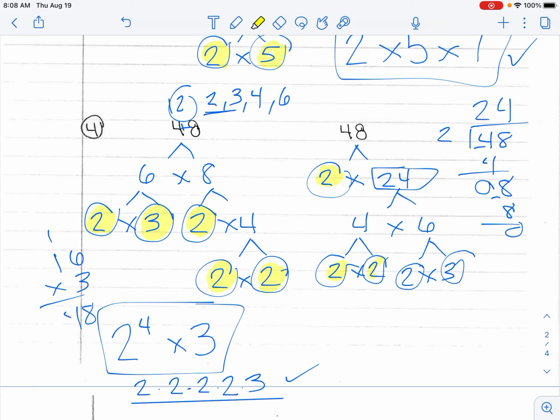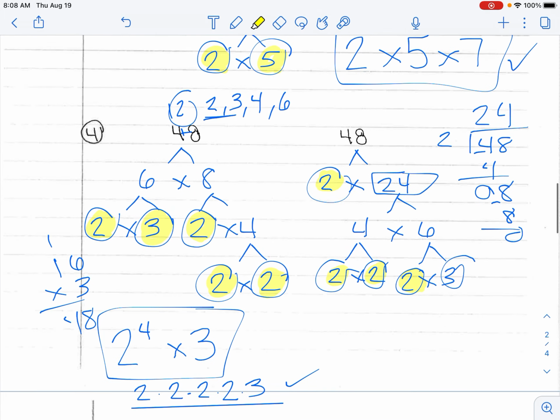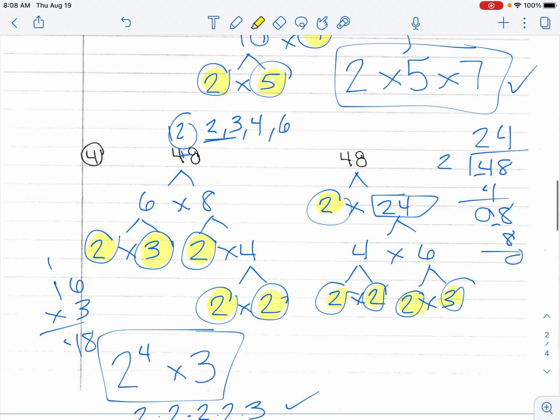So I'm going to highlight all of my prime factors. And then I'm going to start with my 2's. So I see 4 2's and 1 3.